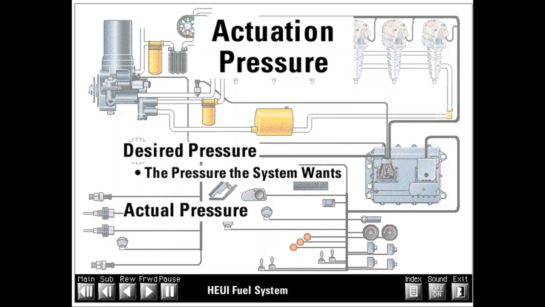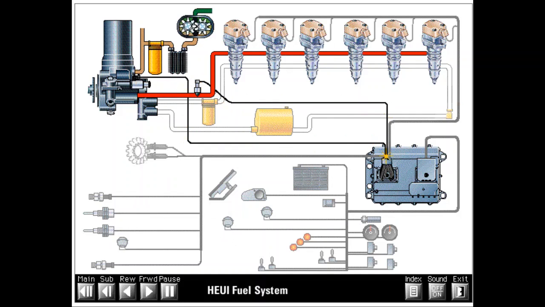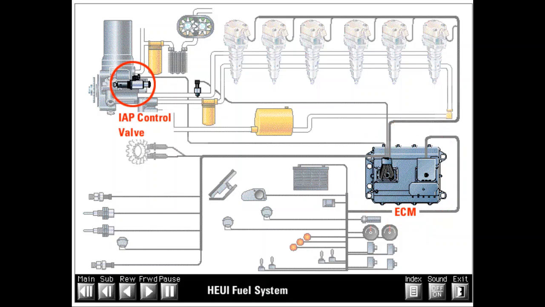The second type of actuation pressure is the actual system pressure of the actuation oil powering the injectors. The IAP control valve is constantly changing the amount of pump flow returned to the sump in order to make actual pressure match desired pressure. There are three components which work together to control actuation pressure: the ECM, the IAP control valve, and the IAP sensor. The ECM determines desired pressure based on sensor inputs and software maps.